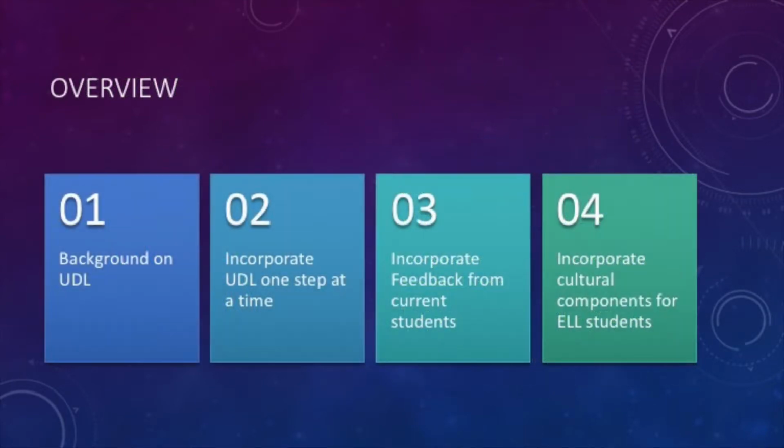So this overview is basically 4 parts. We're going to go over some background on Universal Design and Learning. We're going to look at incorporating UDL one step at a time, recognizing it's a process, not a product. We're going to look at incorporating feedback from current students as a means for continuing to improve the design. And we're going to look at incorporating cultural elements so that English language learners have a better chance for succeeding.